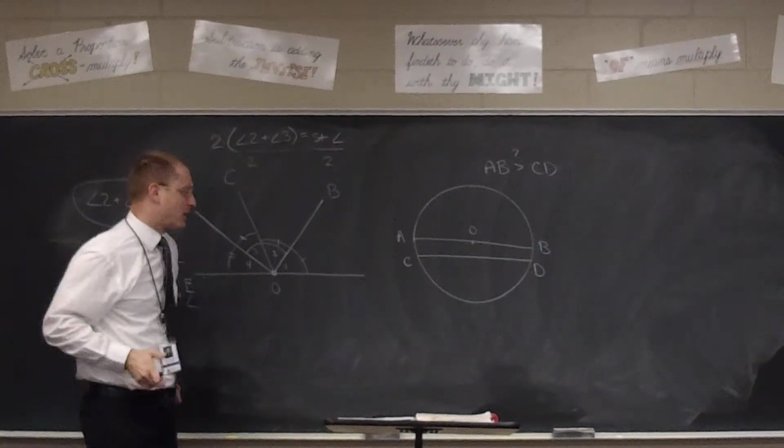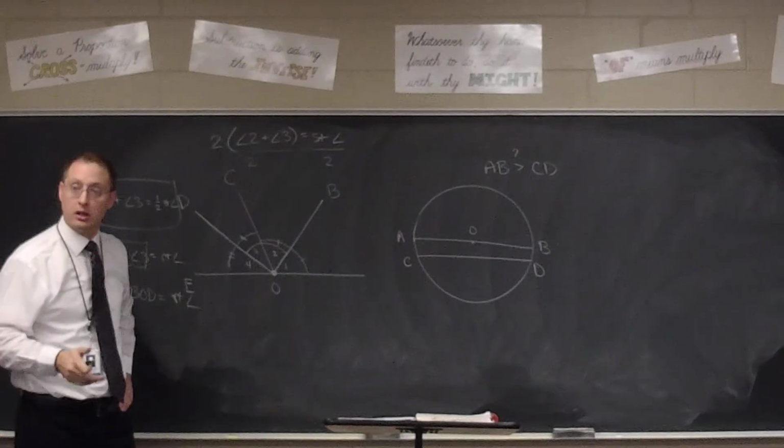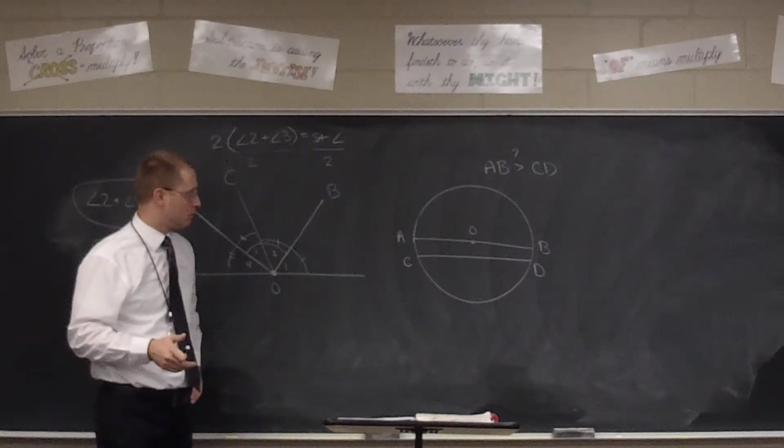How can we prove AB is bigger than CD? Easy. Because a straight line is the shortest line that can be drawn between 2 points.